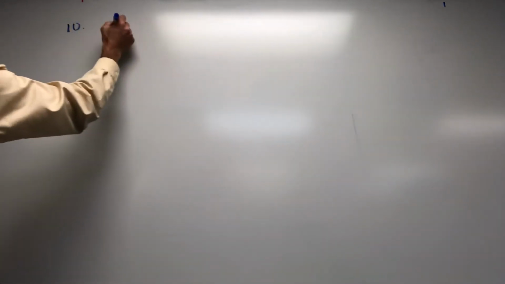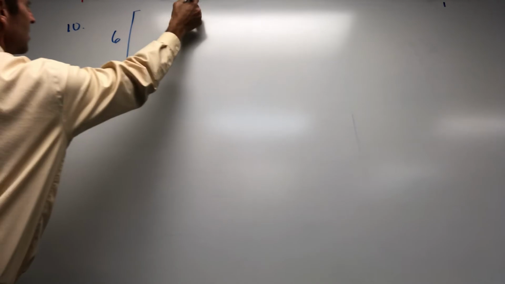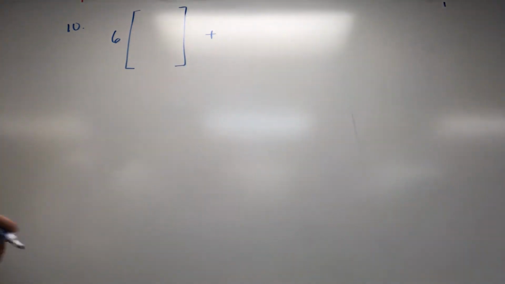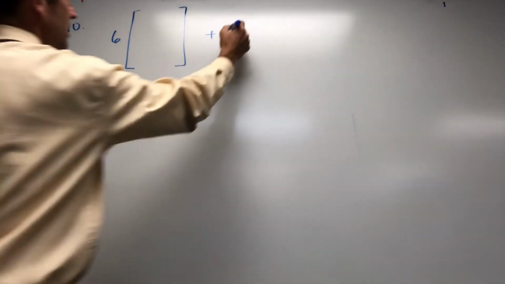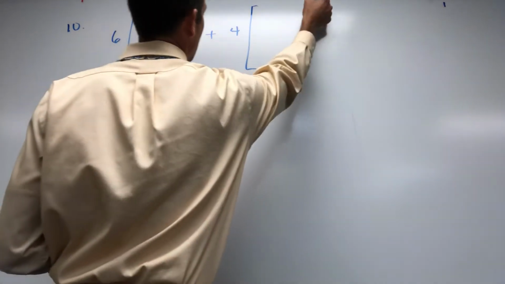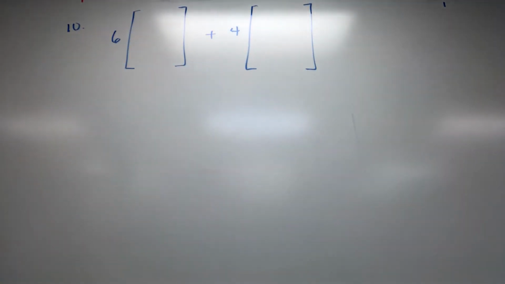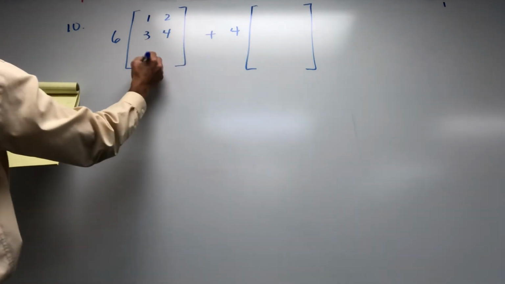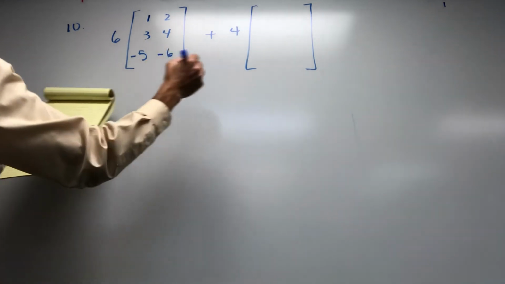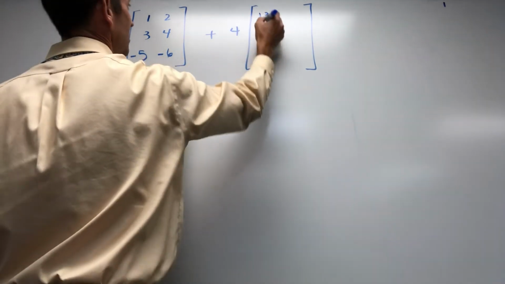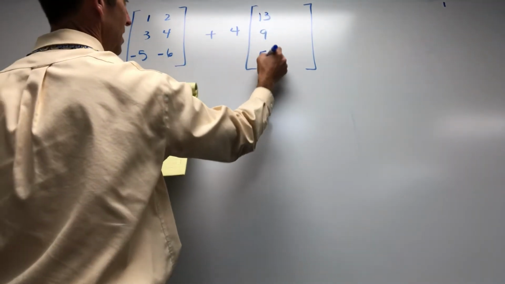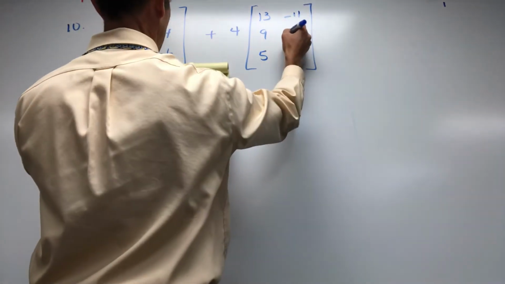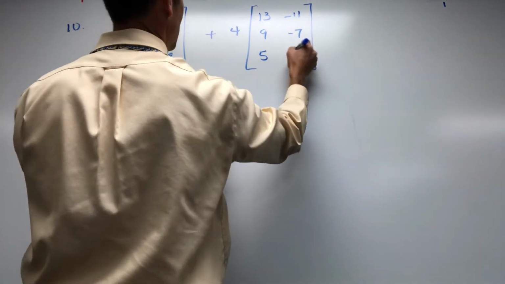So number 10. Going to have a 6 on the outside and a 4 on the outside. Let's put these numbers in here. So 1, 2, 3, 4, negative 5, negative 6, 13, 9, 5, negative 11, negative 7, and a 3.